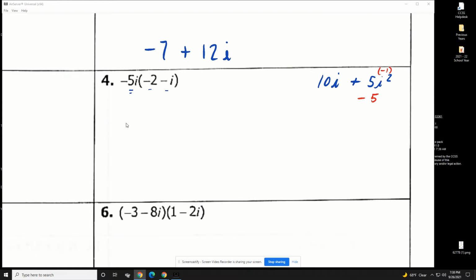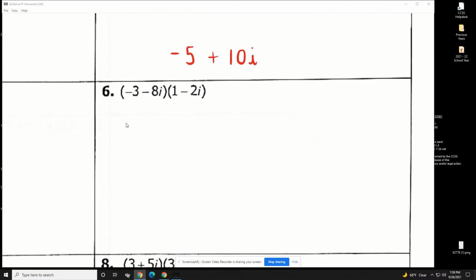So therefore, to put this in what we called standard form, we always started with our real part. So I'm going to put -5 first, and then that's a positive 10i, so I'm going to put plus 10i. So there's my answer, -5 plus 10i.